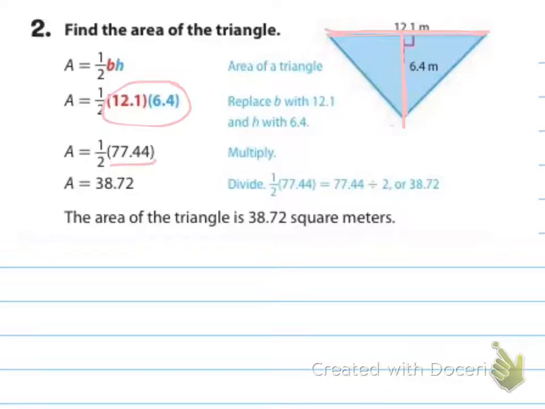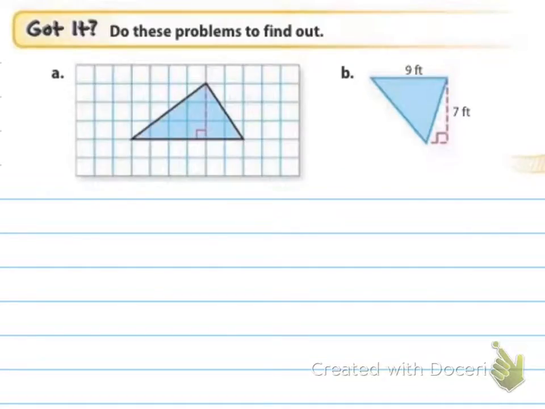So when they're saying 1/2 of 77.44, you can take 77.44 and divide it by 2, because we know that half of anything is divided by 2. All right, now I'm going to have you do A and B on your own, and when you come back, I'll have the answers for you.